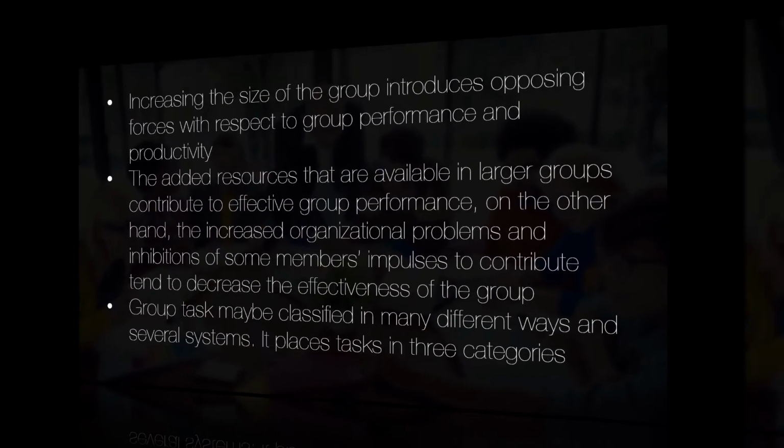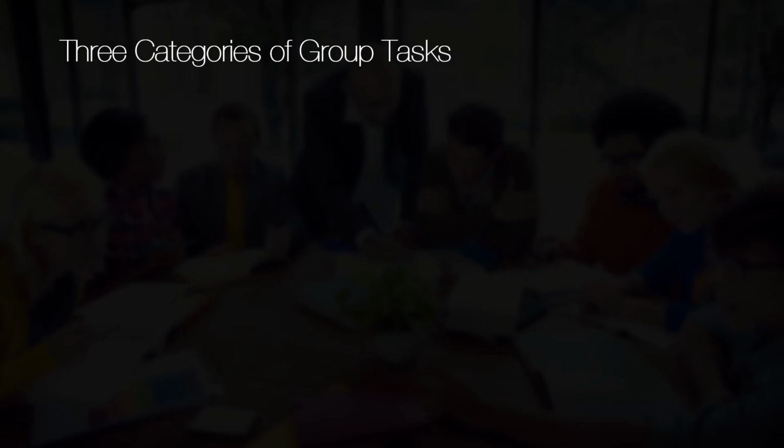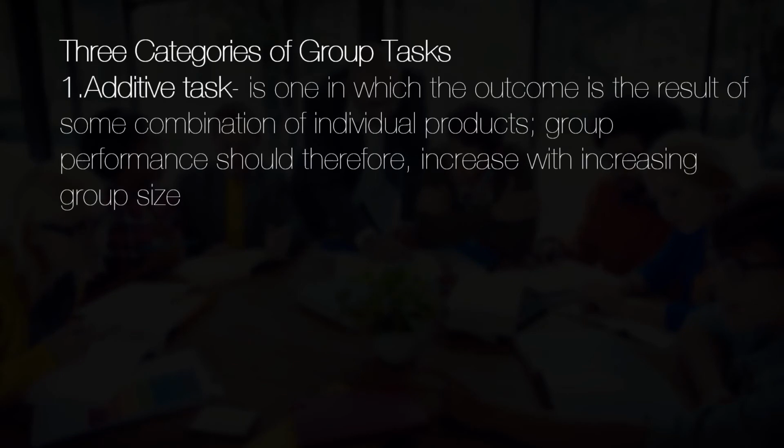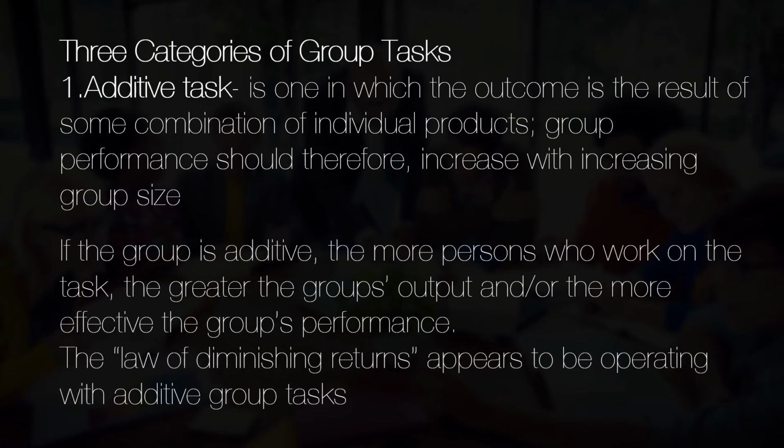The next one is the three categories of group tasks. Number one is additive task. It is one in which the outcome is the result of some combination of individual products. Group performance should therefore increase with increasing group size. The law of diminishing returns appears to be operating with additive group tasks. So what is additive group task? Additive task refers to a group work where each additional group member can add something to the output.